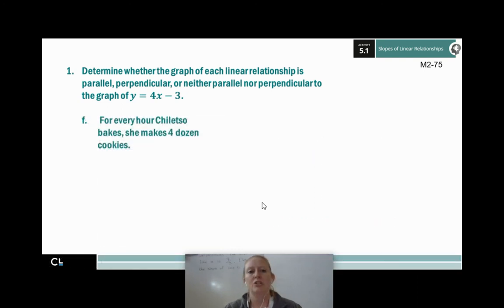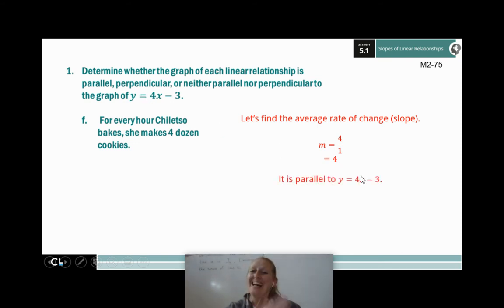For every hour Chiletzo bakes, she makes 4 dozen cookies. So let's find our rate of change, also known as the slope. So she makes 4 dozen cookies per hour, per 1 hour, right? So I'm going to say 4 over 1, 4 dozen cookies for every 1 hour. That's amazing. So it's just 4. They match. They're parallel. Oh my gosh. So sweet.